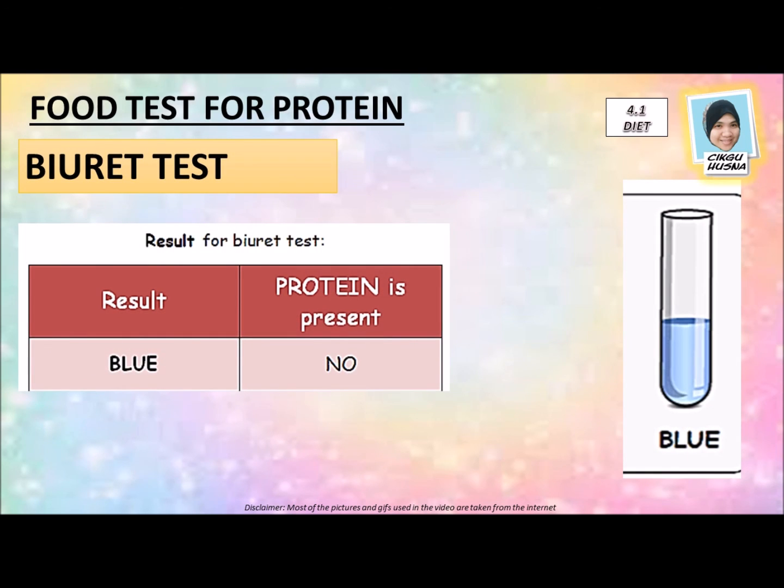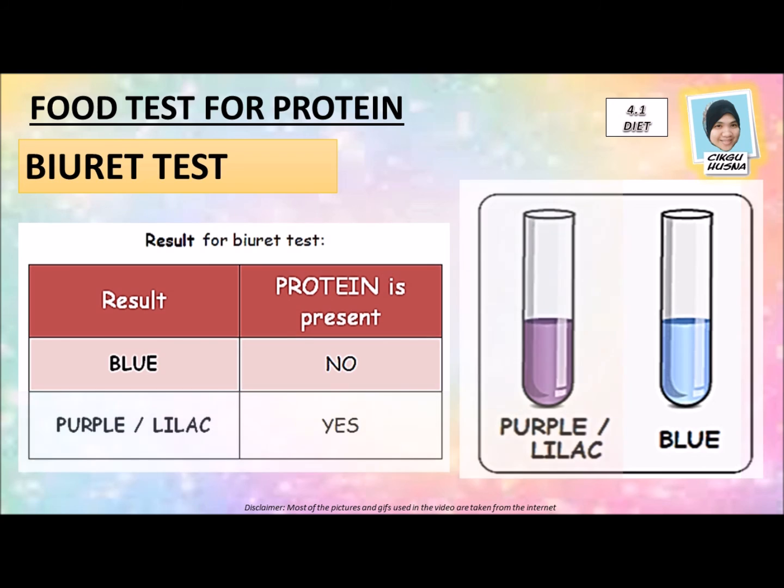So if the result shows that the color is blue, it means there is no protein in the food sample. However, if in the result the color changes to purple or lilac, it means protein is present in the food sample.